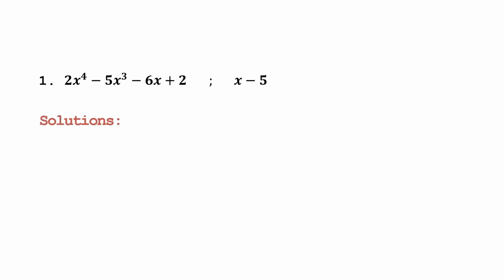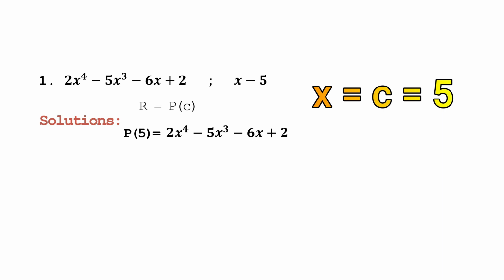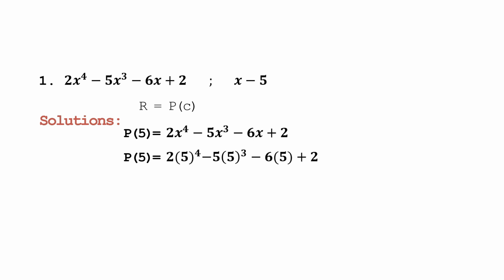So here is our solution. Take note of the remainder theorem that whatever is the result of your p of c, that's your remainder. So let us rewrite that. We have p of 5 is equal to 2x raised to 4 minus 5x cubed minus 6x plus 2. Take note that x is equal to c and c is equal to 5. That means x is also equal to 5. So let us just substitute the value of x here, which is 5. We have 2 times 5 raised to 4 minus 5 times 5 raised to 3 minus 6 times 5 plus 2. And then we simplify this one.